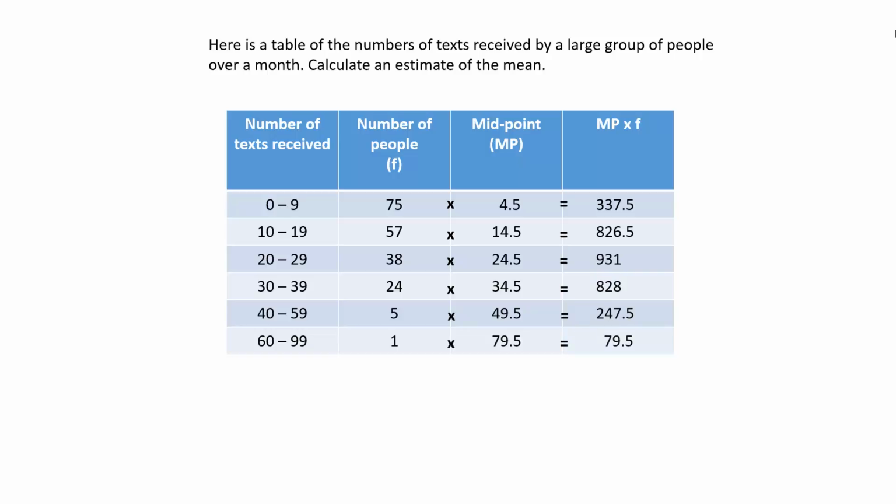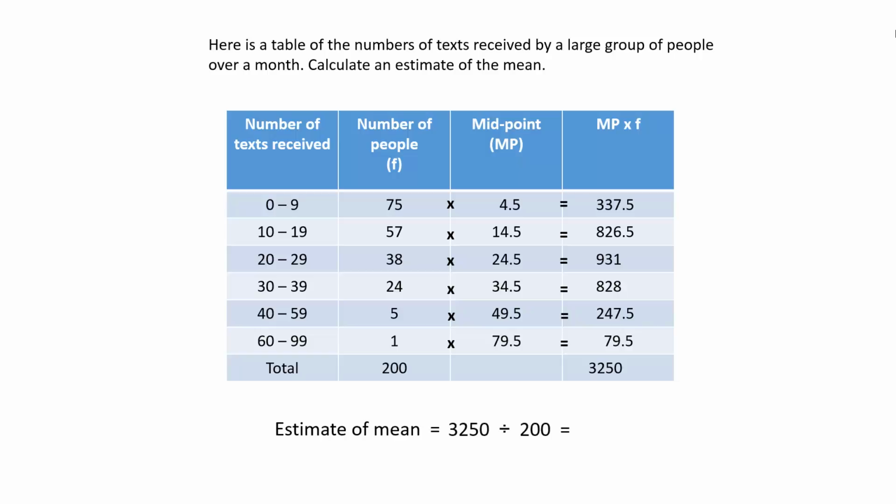What do we do next? We add up number of people, frequency, 200. Far right, midpoint times F. There we go. And an estimate of the mean is therefore 3250 divided by 200, which is 16.25.